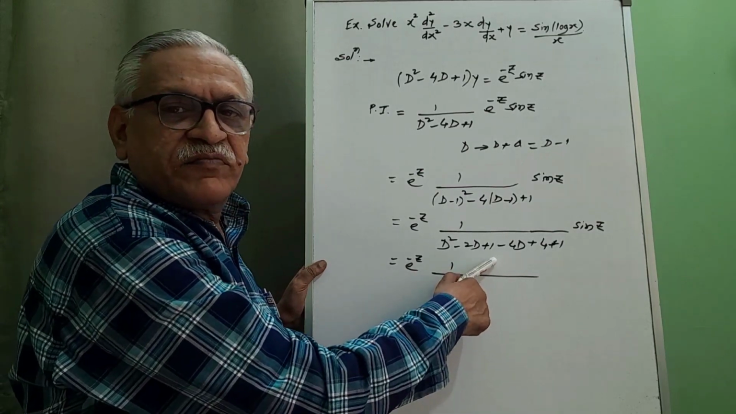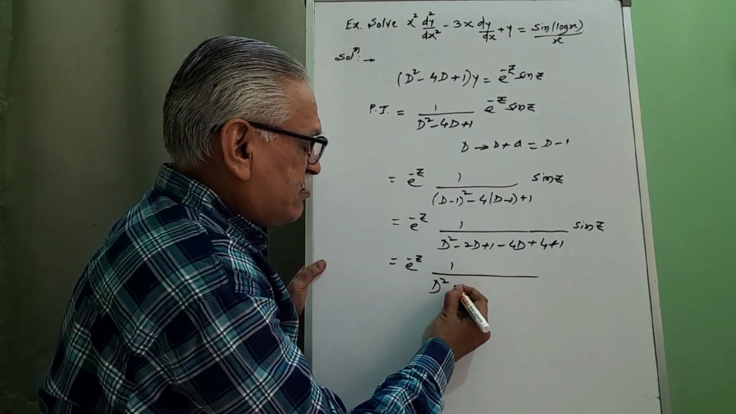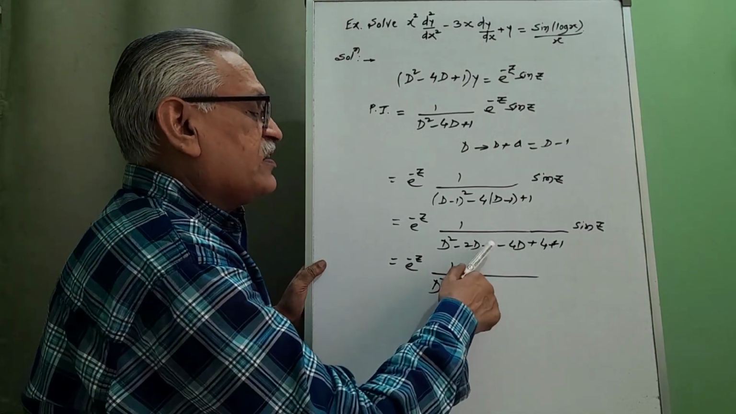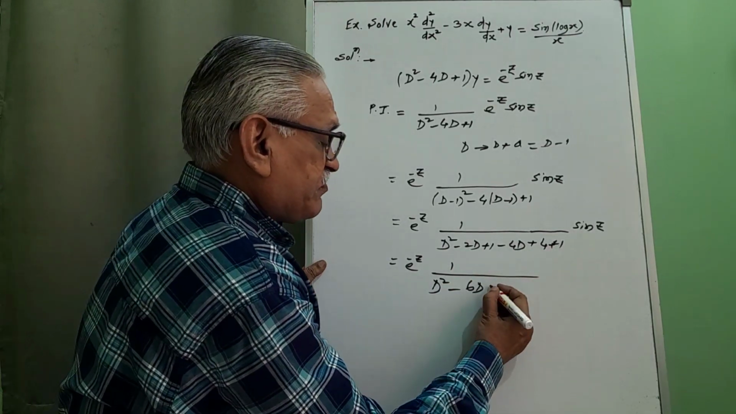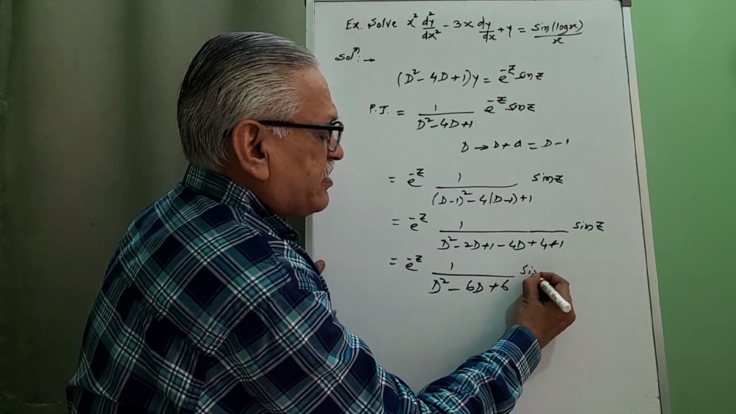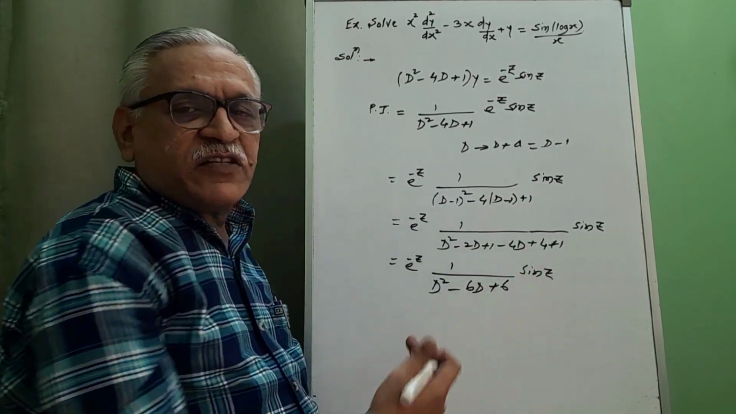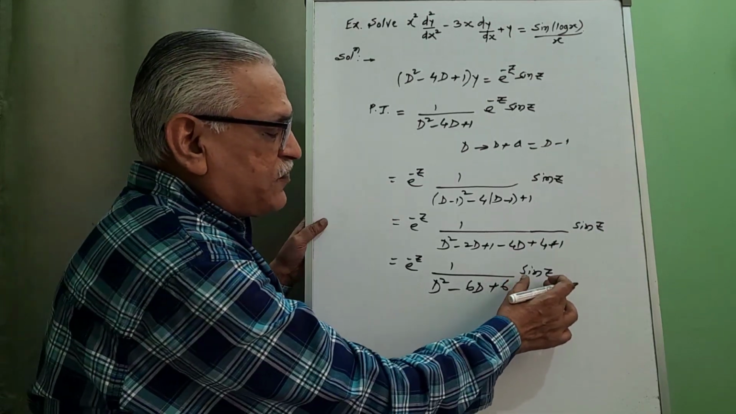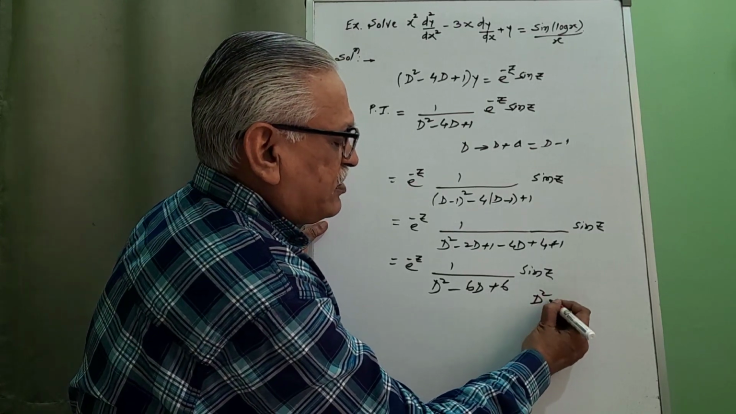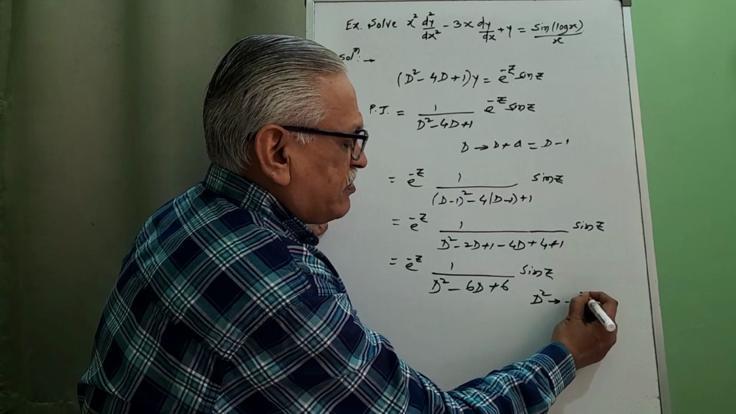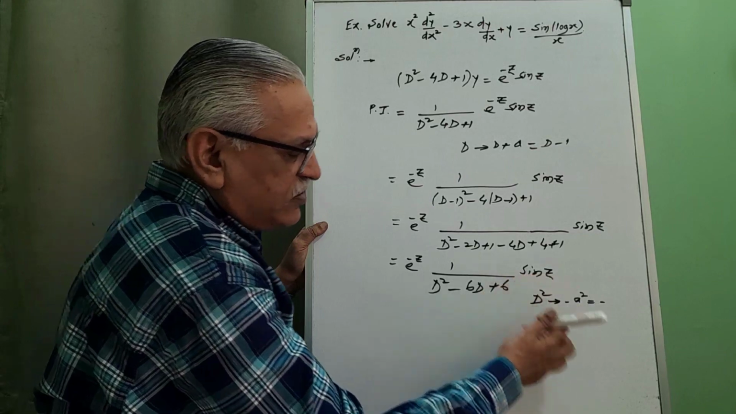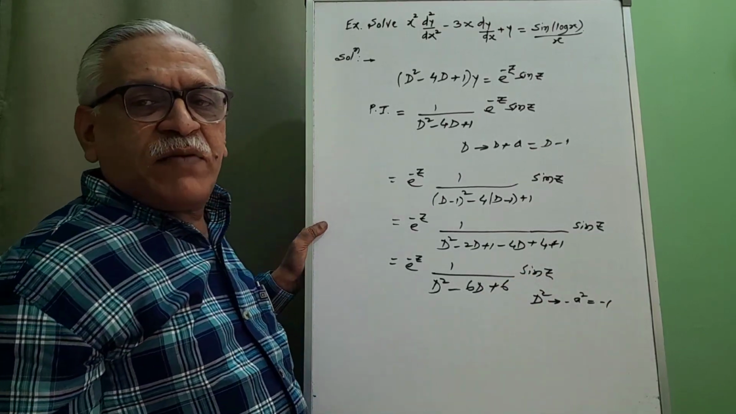Simplifying it further, we get D square minus 2D minus 4D, minus 6D, 5 plus 1, 6, which we have to operate on sin z. And as it is operated on sin(ax plus b) or cos(ax plus b) type of term, the working rule or the replacement is D square is replaced by minus a square. Here a is the coefficient of z. Here that coefficient is 1, 1 square is 1. Therefore replace D square by minus 1.